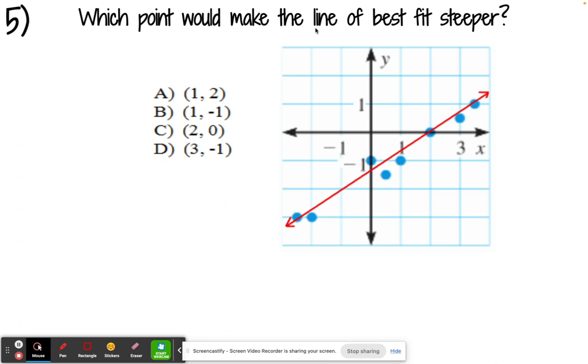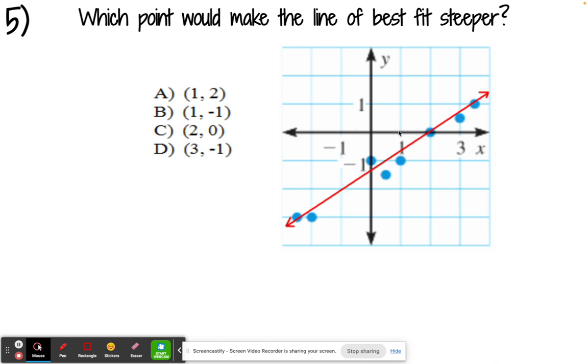Which one would make my line of best fit steeper? Well, if I add a point down here, it might tip my line downward. If I add points up here, it's going to tip it upward, or make it steeper. So I'm looking for points that would be up here that would make my line of best fit steeper. So let's look. 1, 2. That's up here. That seems like it would make my line steeper.